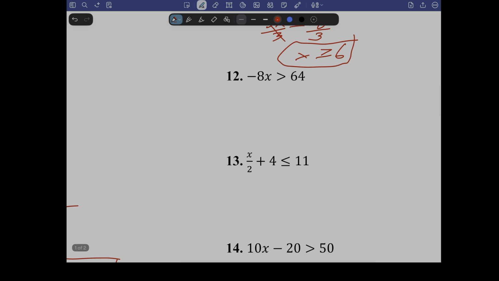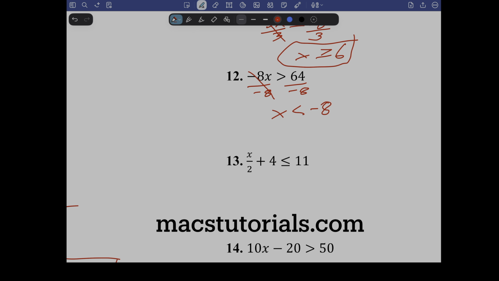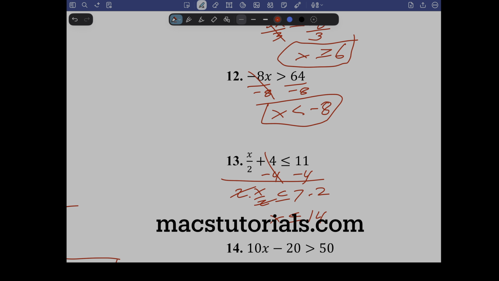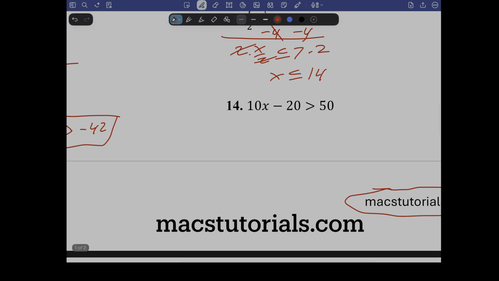Number 12, I'm going to divide each side by a negative number. X is less than a negative 8. I divided by a negative number, that's when I flip. Number 13, minus. Oh, there's that negative number. That's okay. I'm subtracting. I'm allowed to subtract without changing anything. Now I'm going to multiply by a positive 2. Since I'm multiplying by a positive number, I just leave it alone. I don't touch anything.